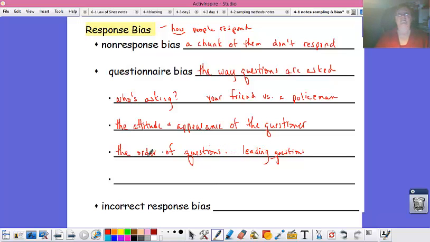Those are leading questions, and the first question is designed to get you into a frame of mind where you will answer a specific way the second question. So the order of questions can introduce bias. And again, our job as statisticians is to not do that. We don't want to be leading somebody down the path that we want them to go.